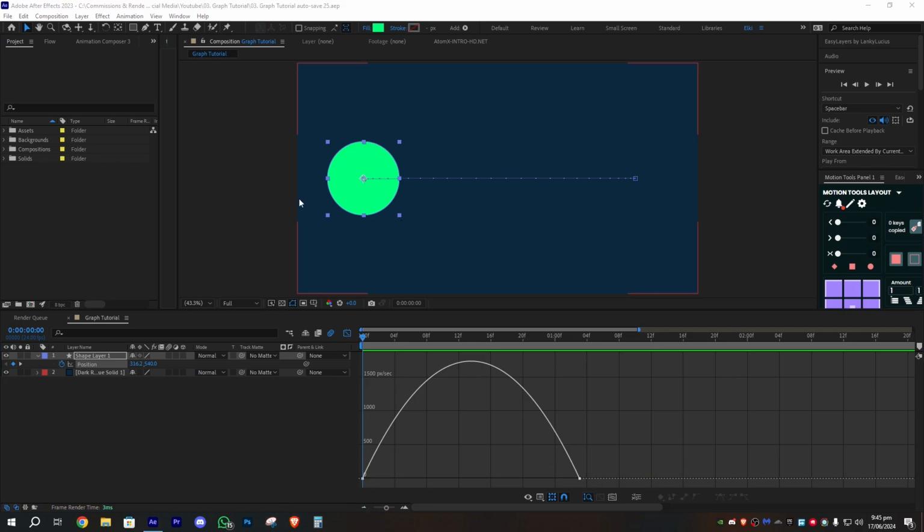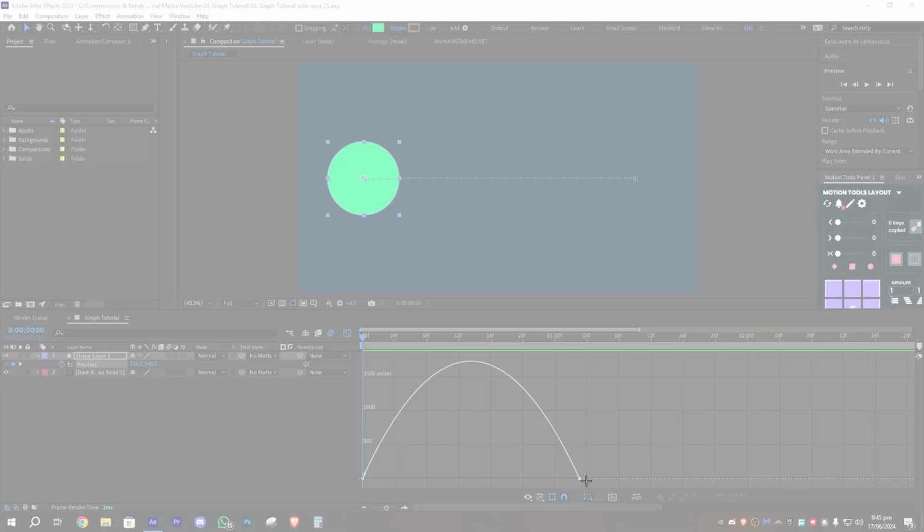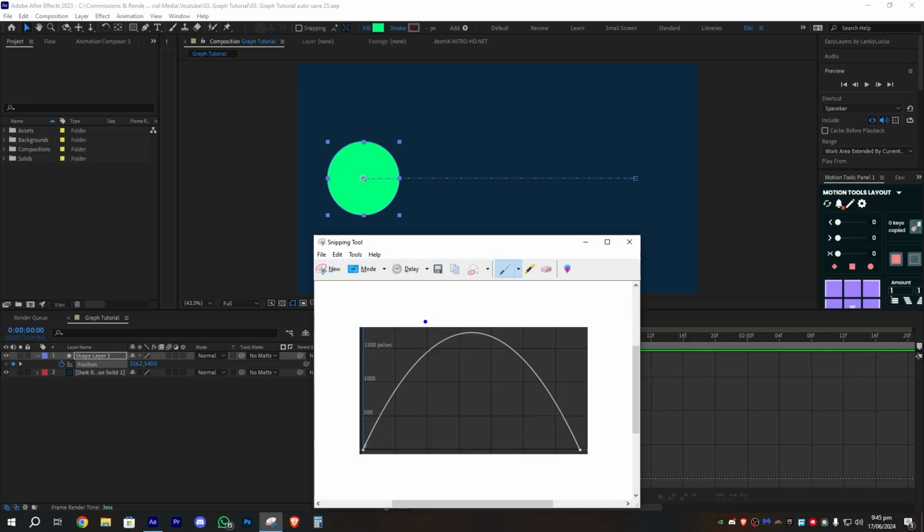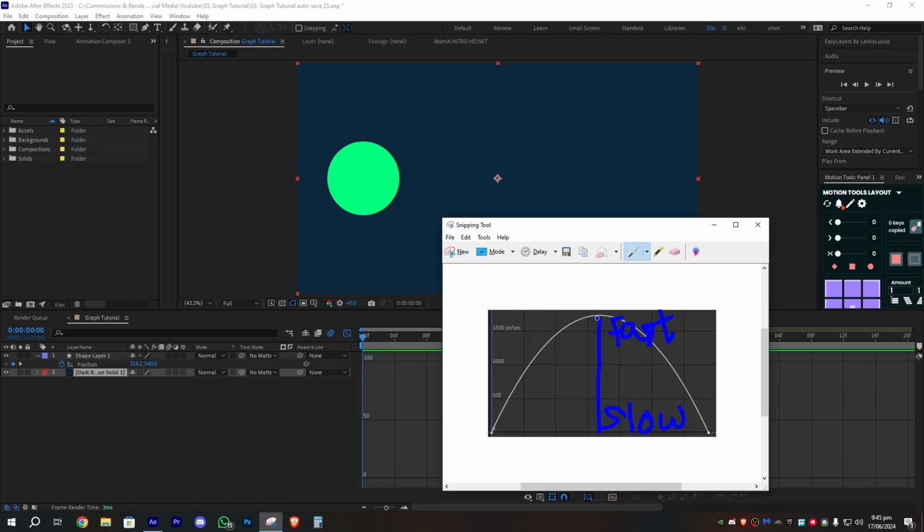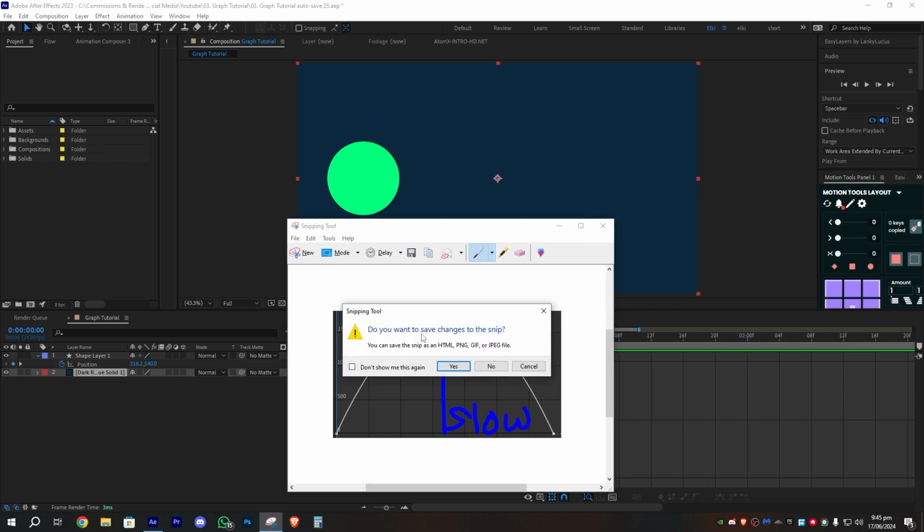I'm going to quickly take a snapshot of my graph to draw something and explain things a little better. The topmost bit, or the highest point of the curvature of the graph, indicates the fastest point of the speed graph, and the lower side of the graph indicates the slowest points. So let's say this says slow, this says fast, and this says fast. Okay, ignore my writing, I'm not used to writing on a mouse. So the topmost bit, or the highest point of the curvature, indicates the fastest point of the animation.